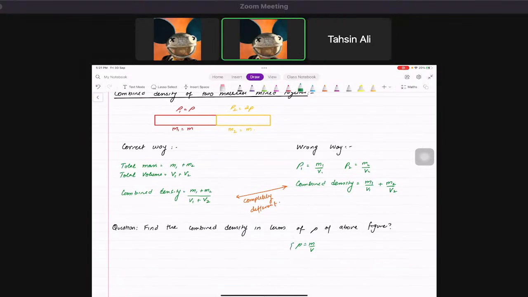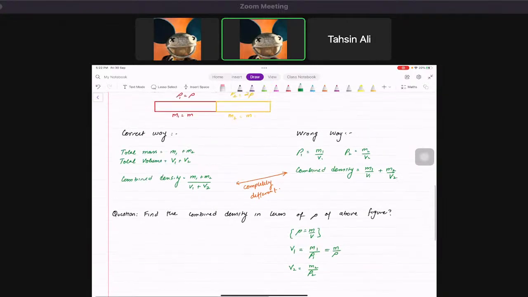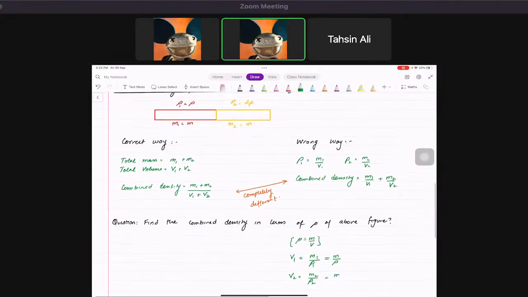So this is our formula, right? If I want to find the volume of the first material, can I do m1 over rho 1? So we'll get m over rho, right? And if I want to find volume 2, that would be m2 over rho 2, and I can write it as m over 2 rho, because the mass is the same. So I get the volume, right?